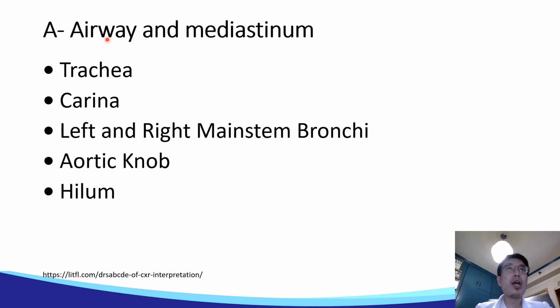A refers to airway and the mediastinum. Here, we look at the trachea until it moves down to reach the carina before bifurcating into the left and the right mainstem bronchi. We also take note of the aortic knob, also known as the aortic knuckle, and the hilum.